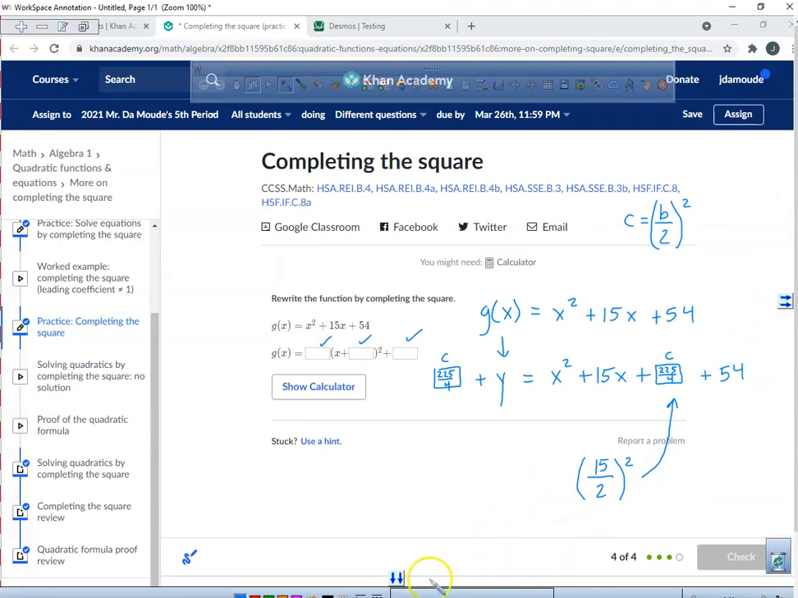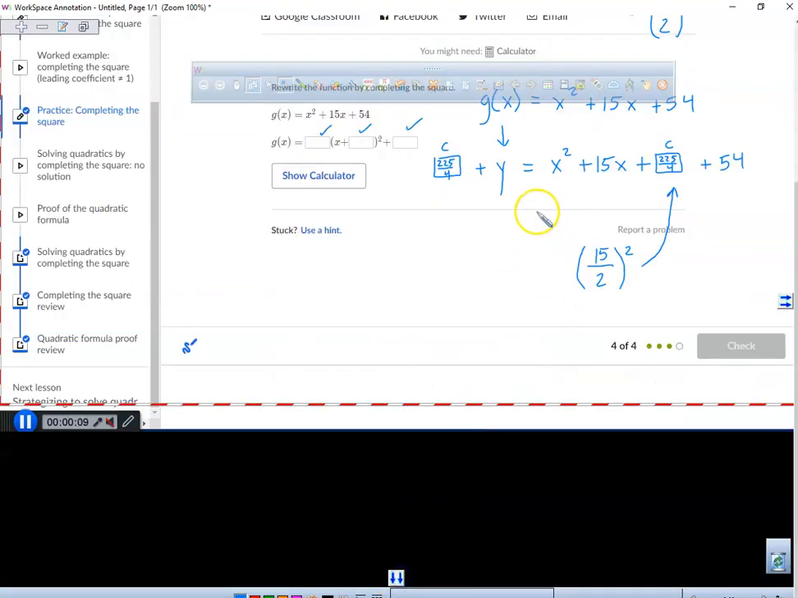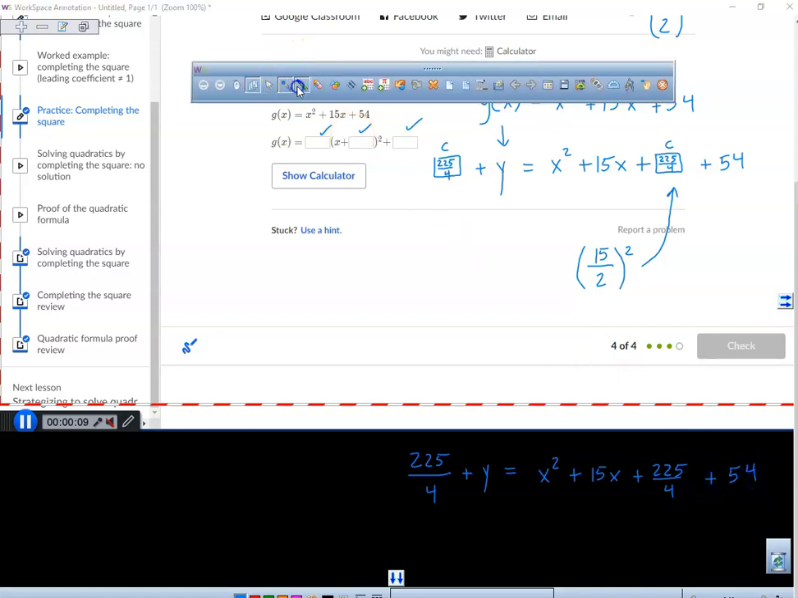Now, what I'm going to do is I'm going to go down just a little bit to the blackboard here, all right? So I'm going to rewrite what we have. Ready? We have 225 over 4, plus y equals x squared plus 15x plus 225 over 4 plus 54. Like, that is a lot to think about.